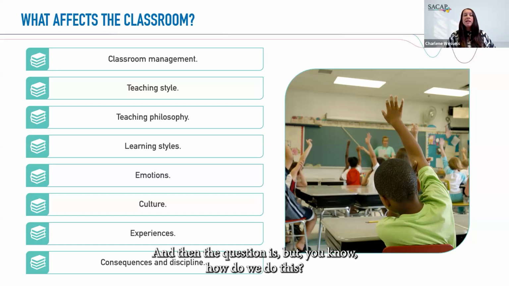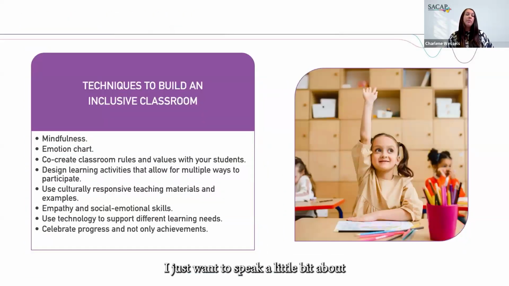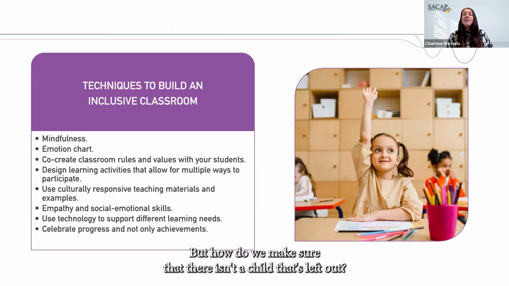And then the question is, but how do we do this? How do we manage? You will be learning a lot of things in the program. These are just some pointers in terms of what affects the classroom and what we need to be aware of. In moving on, I just want to speak a little bit about how we can build an inclusive classroom. So yes, you have the theory, you're going to go through the degree, you're going to know how to be a teacher, but how do we make sure that there isn't a child that's left out? I think this is quite an important thing. So there's a few things that I want to talk about.